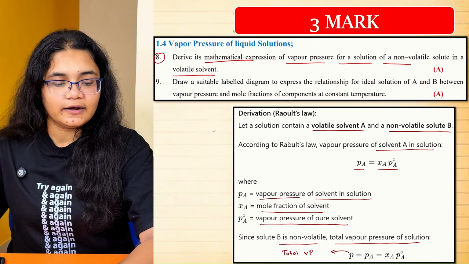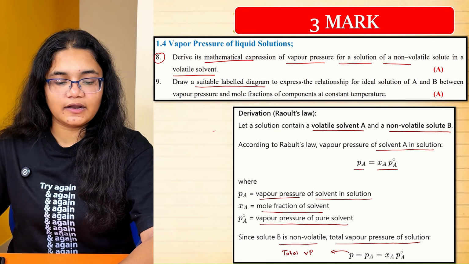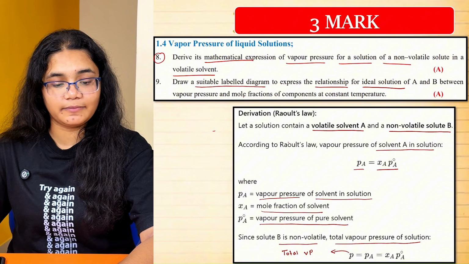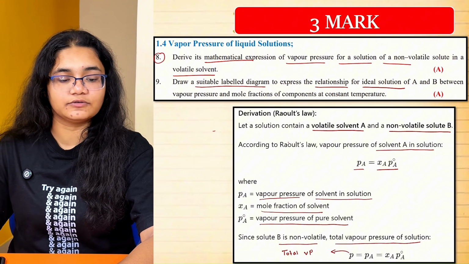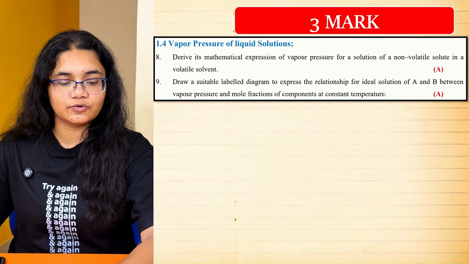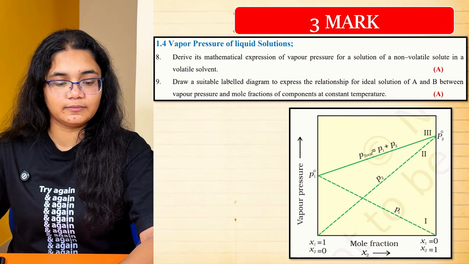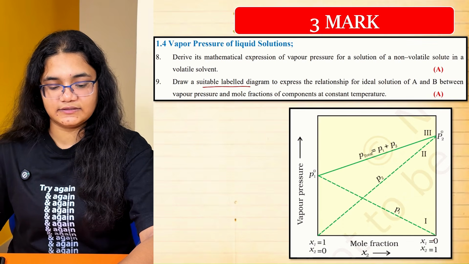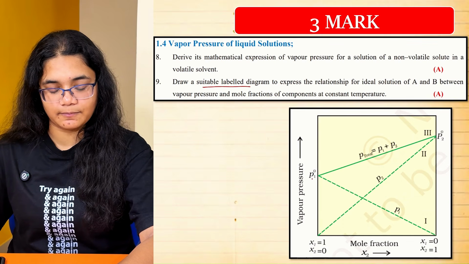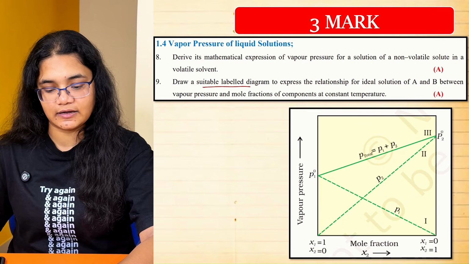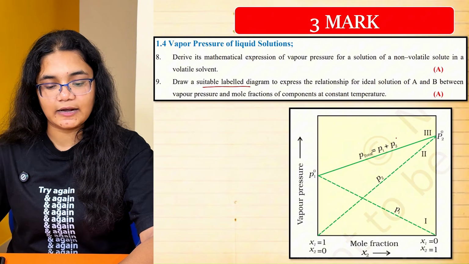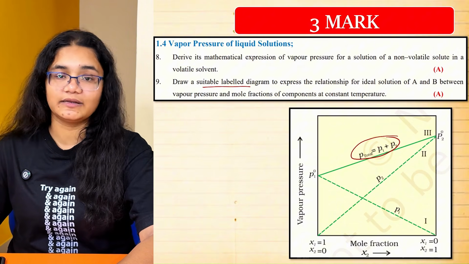Okay. Next, draw a suitable level diagram to express the relationship for ideal solution A and B between the vapor pressure and mole fraction of components at constant temperature. So you can see here the suitable level diagram if I can draw. This is how it is done: from x1 to x0, the pressure is decreasing, so you can see a graph like this. X2 is equal to 0 to x2 is equal to 1, the pressure is increasing, and you can see a graph like this. And P total is equal to P1 plus P2.